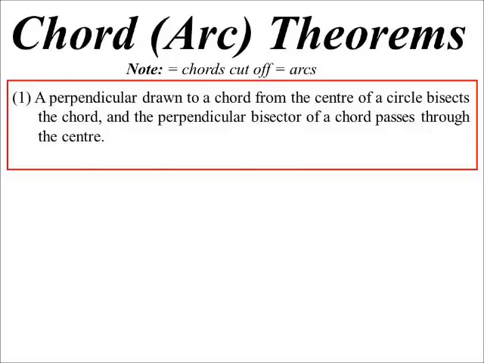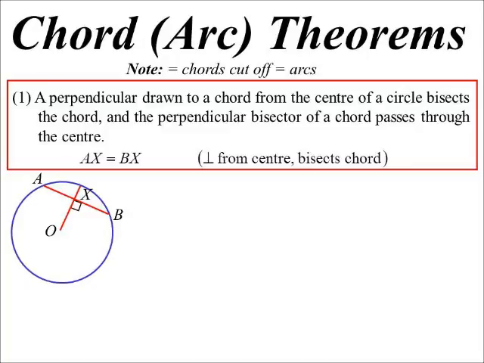All right, so the first one: a perpendicular drawn to a chord from the centre of a circle bisects the chord, and the perpendicular bisector of a chord passes through the centre. What on earth does that all mean? Let me draw a situation up. If I know that the line coming from the centre is perpendicular to AB, so I've got a chord, and a line coming from the centre, and I know they're perpendicular, then I could say AX is equal to BX. The reason is that I know the perpendicular from the centre will always bisect the chord. And so that's the theorem I would use.